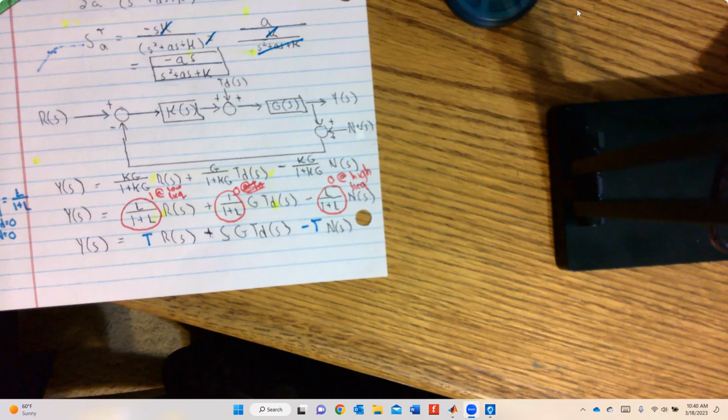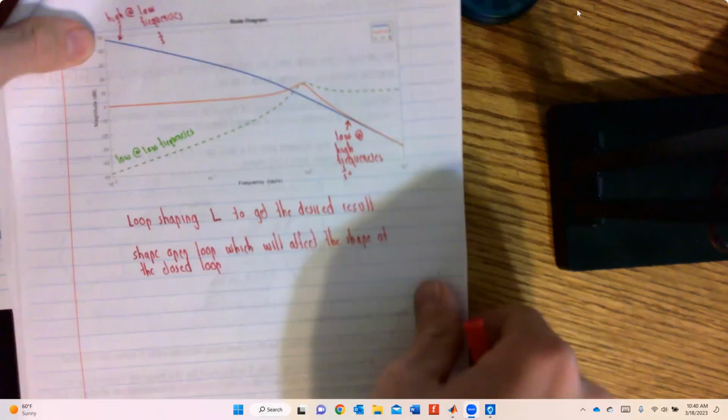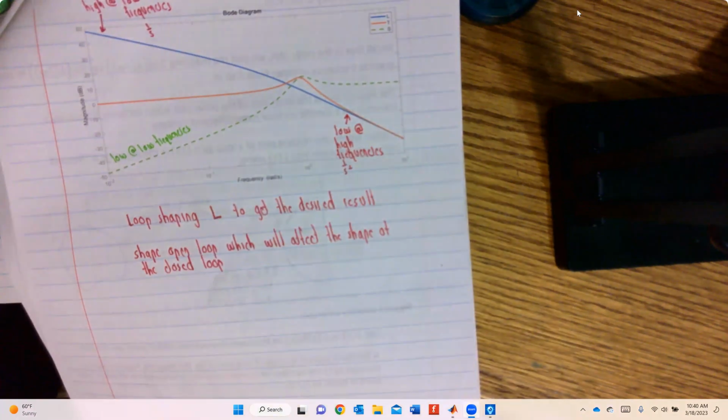And so what we're basically trying to do within our loop shaping is we want to try and have, this is our open loop system.